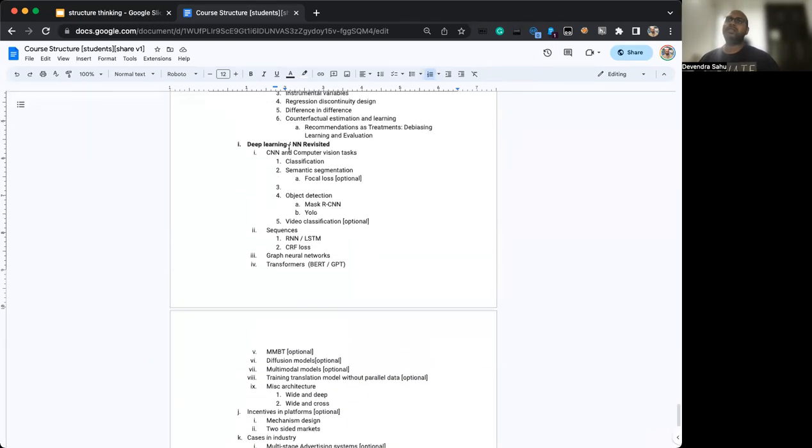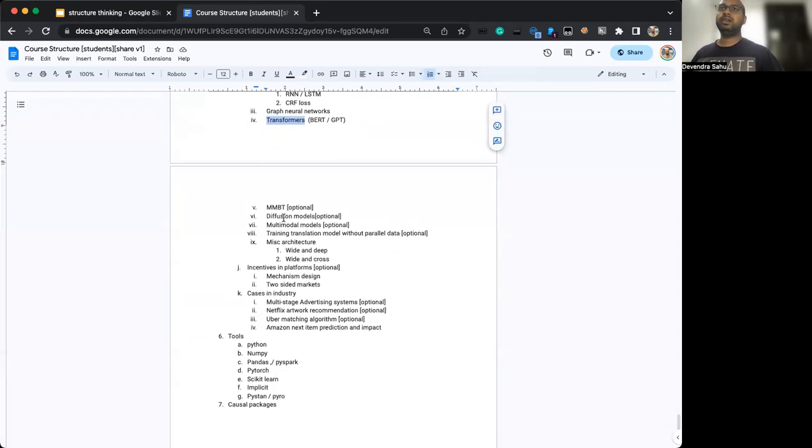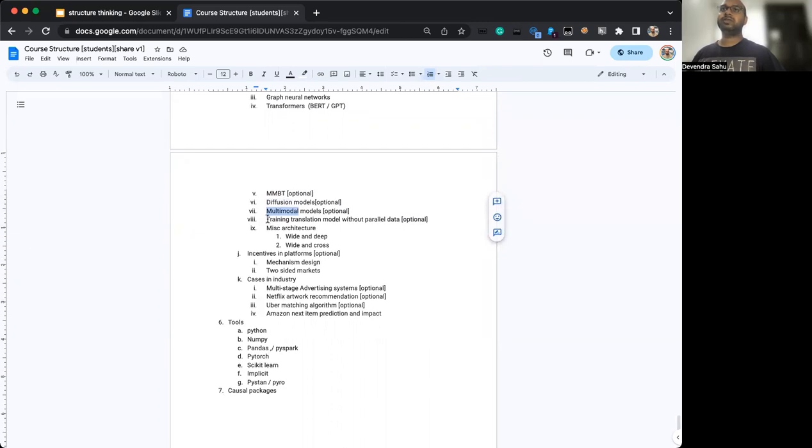Then we are revisiting neural networks again with more sophisticated models. We look at computer vision models, classification, semantic segmentation, object detection, video classification. We'll also look at sequence models like RNNs, LSTMs, and now transformers, like GPT, but we have been looking at ChatGPT, right? So we'll cover these algorithms. We'll cover graph neural networks, multimodal BERT, diffusion models, multimodal models. We'll look at a couple of research papers, like the wide and deep architecture, wide and cross.